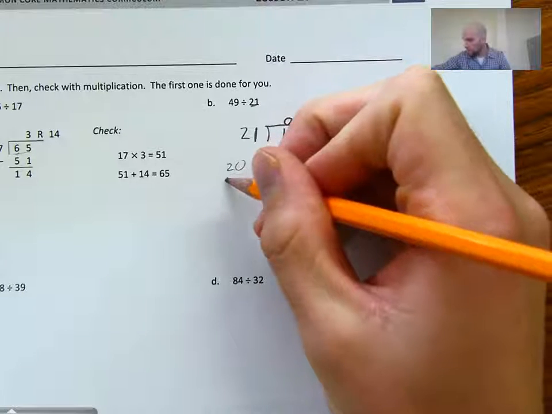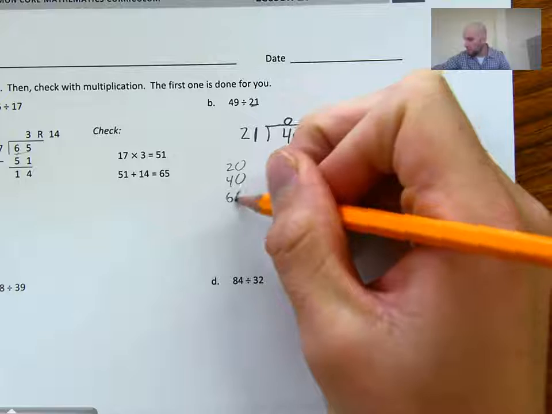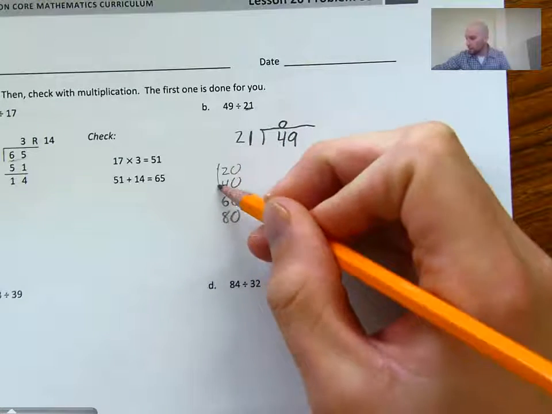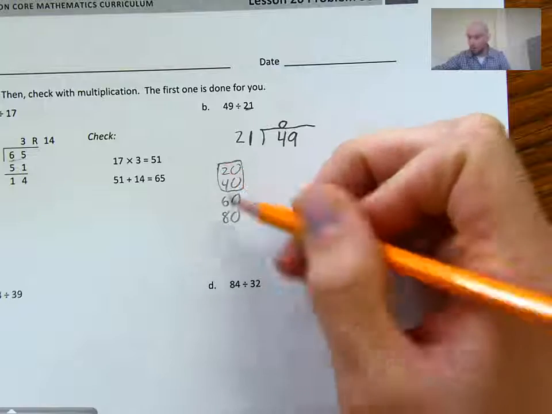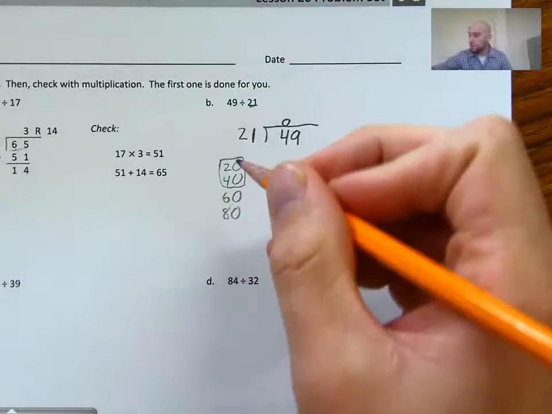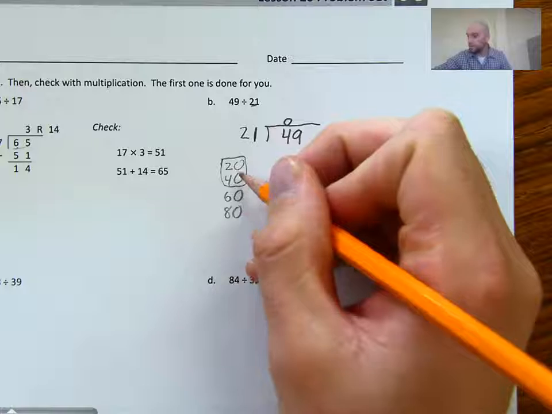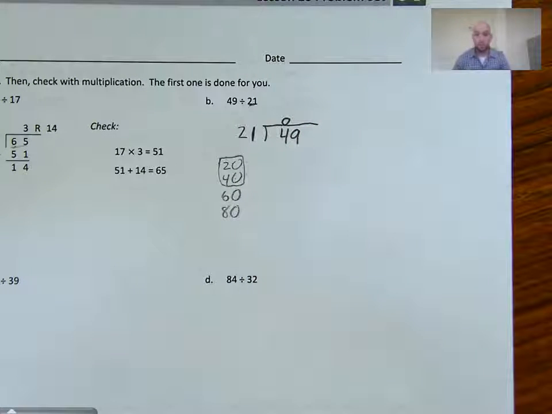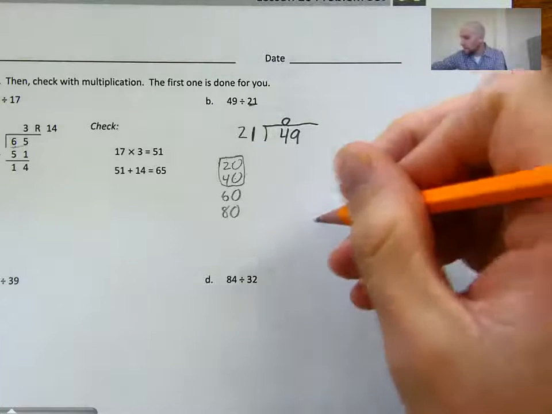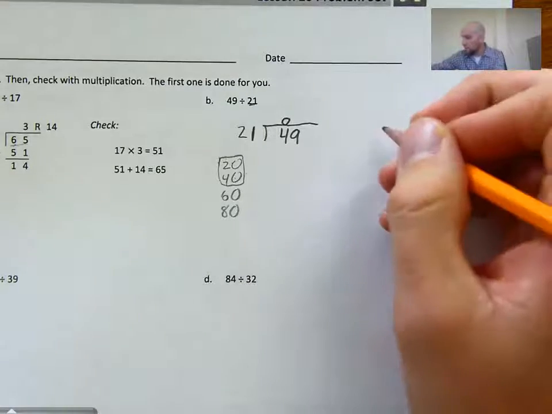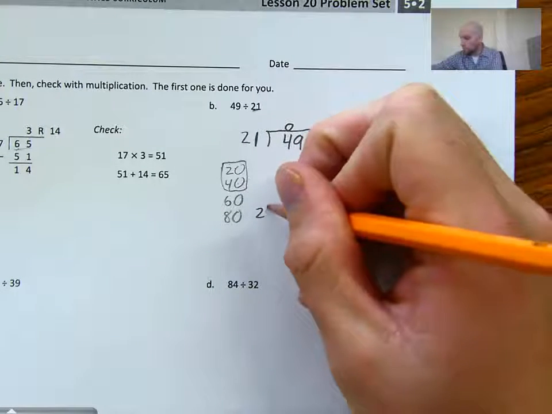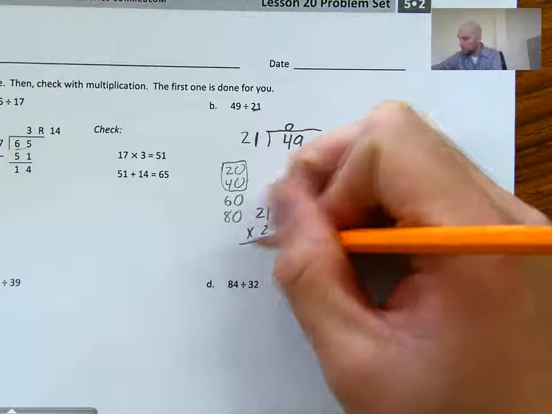20, 40, 60, 80. Okay, so 40 is close to 49. I know I'm going to be somewhere right around here. So my estimate would be that 21 is going to go into 49 2 times. The next thing I'm going to do is take 21 and multiply it by 2. I'm going to check that. So 21 times 2, and I'm going to get 42.